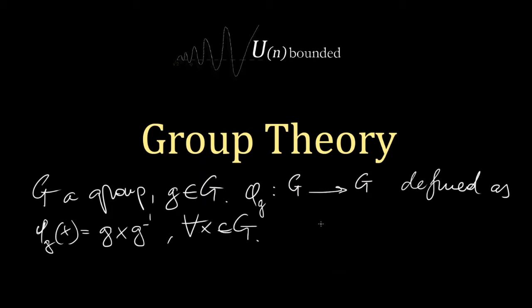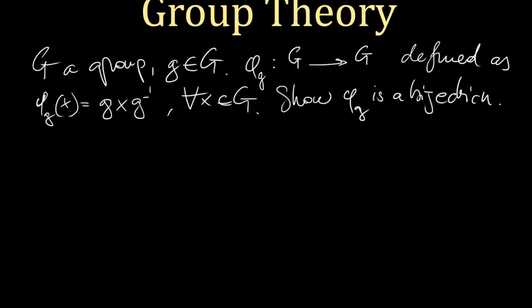Okay, and now show that little phi of g is a bijection. We have to show that little phi of g is a bijection. It seems really interesting. There's a few nice little points that we have to talk about. So let's go on and write our proof.